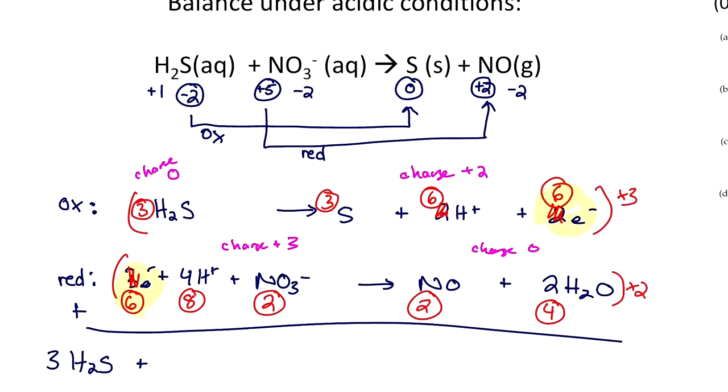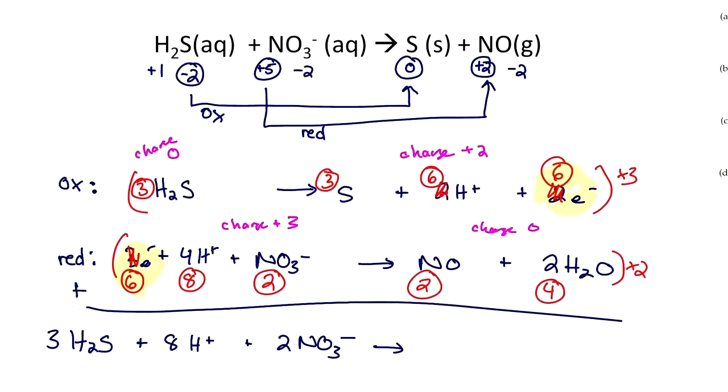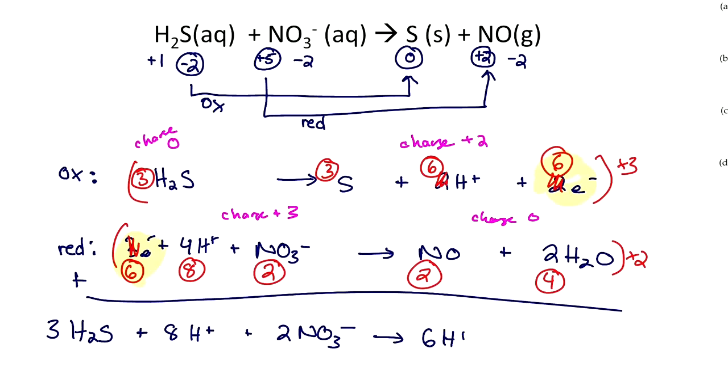Then I have 8 H pluses. I have 2 nitrates. I have 6 H pluses. I have 2 NOs, and I have 4 H2Os. Is that my final balanced reaction? No, I can do one last thing.